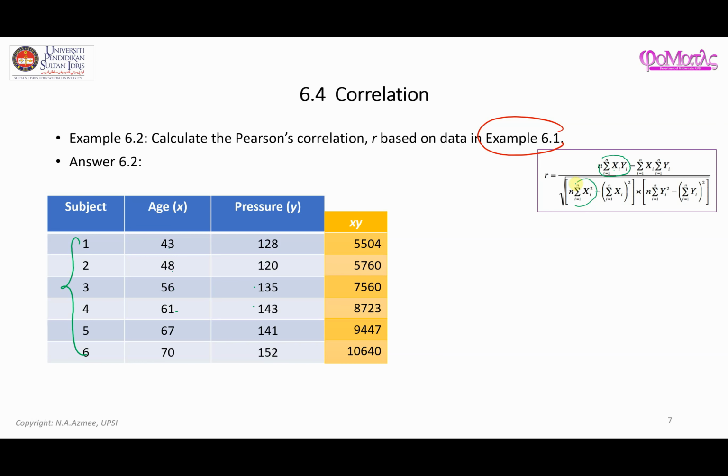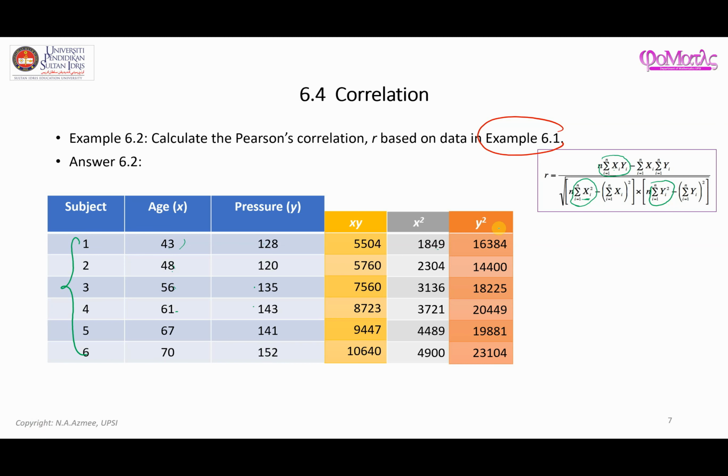For this one here, it is the process of squaring each value of x. So each value of x has to be squared first. So this is what we're going to do next. We get the value of x squared. All the x here have to be squared, and the results are given in this column here. Next, this one here is something new as well. You need to square all the values of y. So we're going to construct another column that contains the squared values of y. So here, 128 squared, 120 squared, and so on.